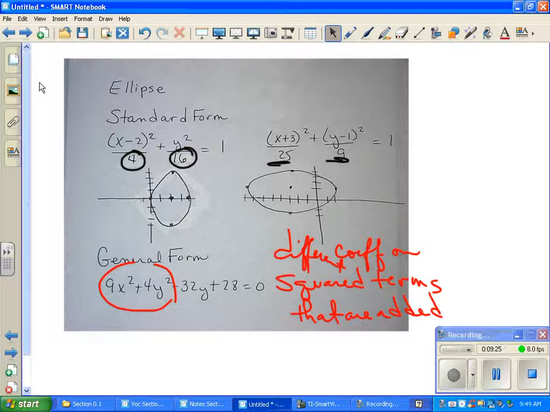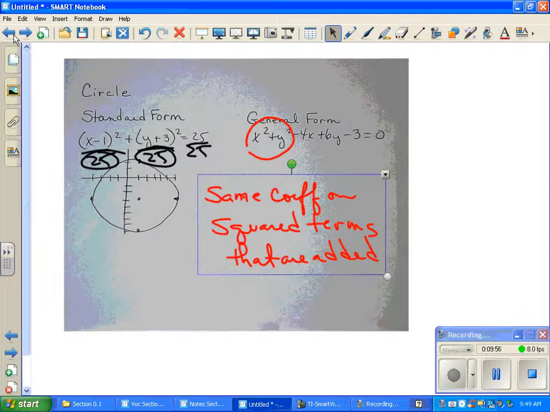So subtraction's hyperbola, so we only have that big difference between the adding of ellipse and circle. We know parabolas have one square, hyperbolas have two squares and are subtracted. These have two squares that are added, but they have different or same coefficients. So the key is you've got to be able to identify which conic you're working with. If you don't know which conic you're working with, it won't help you to determine what to do with it, because you find different information with each kind.